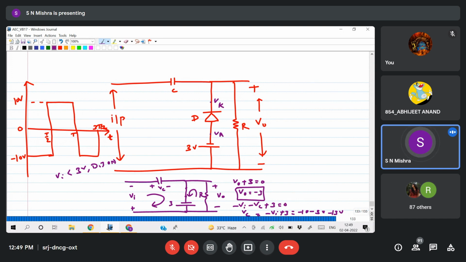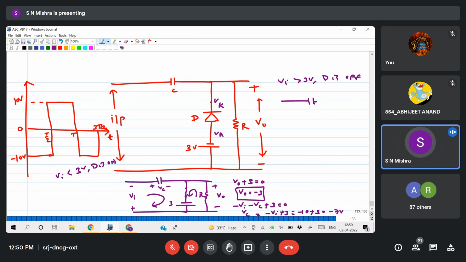Minus plus 3, plus 3 plus 3. So minus 7. Now when Vi is greater than 3 volt, D is off.